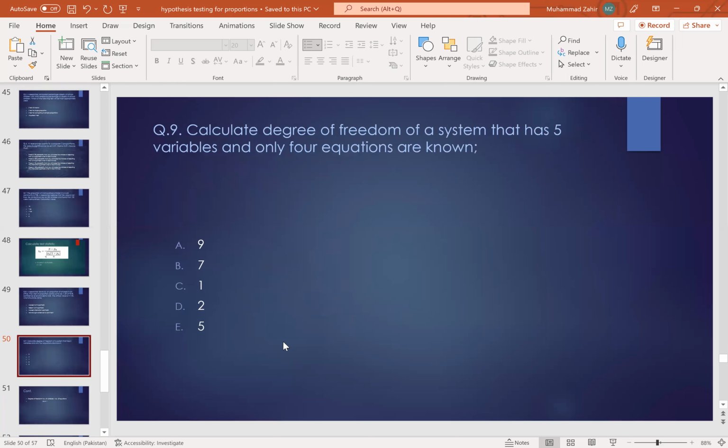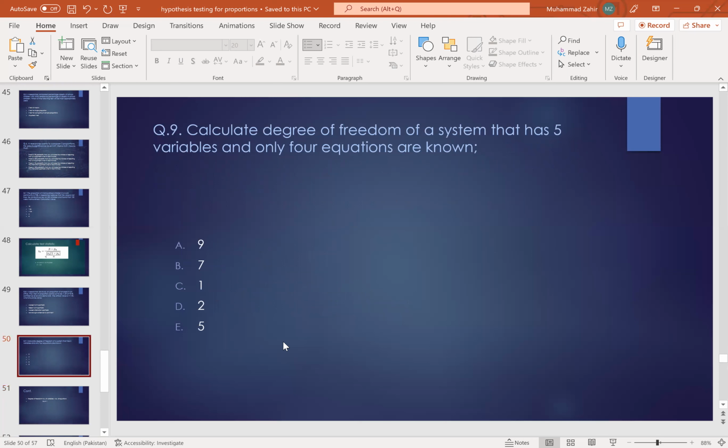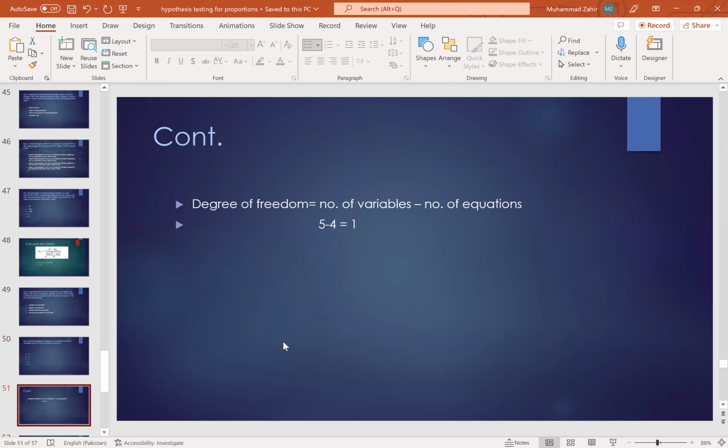Calculate degree of freedom of a system that has 5 variables and 4 equations are known. So again, this is a solutions-based question. For this, the degree of freedom is equal to number of variables minus number of equations. So in this scenario, there are 5 variables and 4 equations. So simply it would be 5 minus 4, and that is 1. So option C.